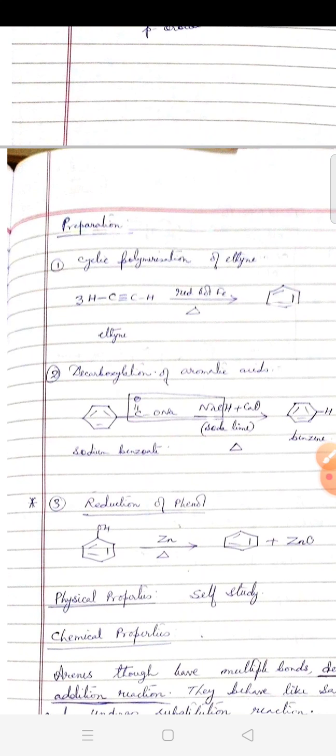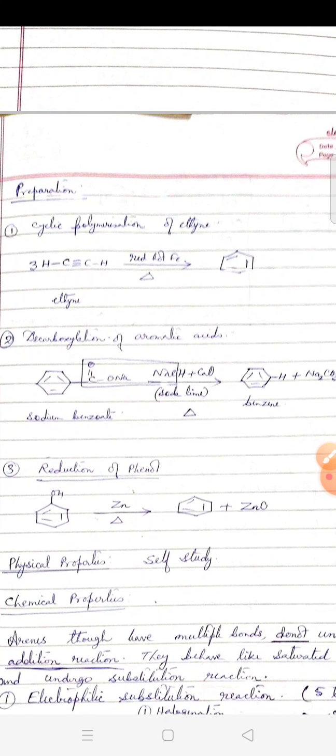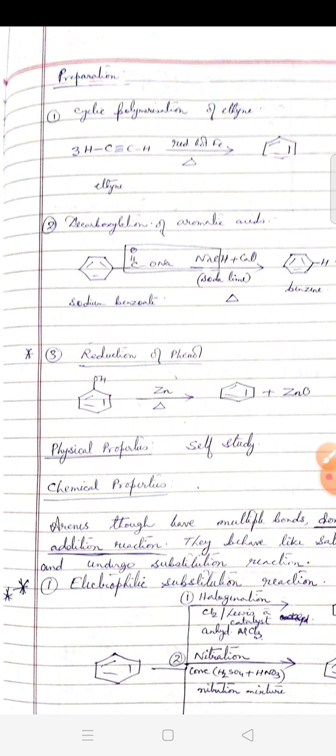The second method is decarboxylation of aromatic acids, which we have done for the preparation of methane, where we took not aromatic acids, we took aliphatic acid. And here we get benzene when sodium benzoate, that is the sodium salt of benzoic acid, is heated with soda lime. Soda lime, you remember, is NaOH and CaO in the ratio 3:1. It forms benzene.